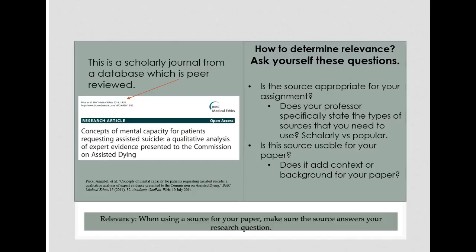Relevance. You're going to have to determine whether this particular source answers your research question. Is it relevant to the topic that you are researching? And also, does it meet the standards set by your professor? Many times, professors will say to their students, well, for this assignment, I want you to use scholarly or peer-reviewed journals. What does this actually mean, and how do you determine it? Make sure, number one, that it answers the question, and number two, that it is appropriate for your assignment.